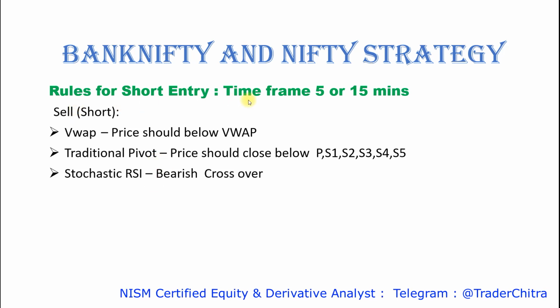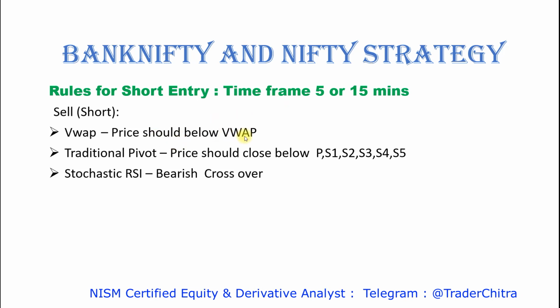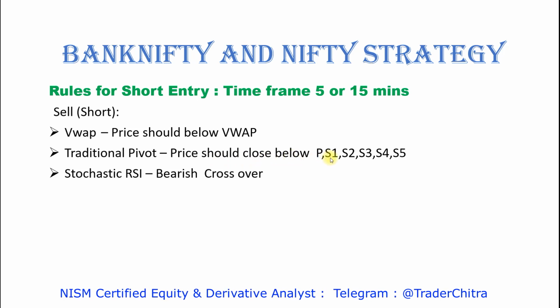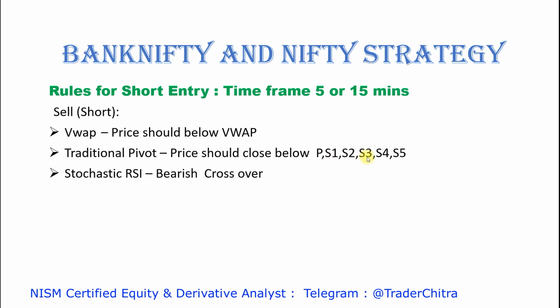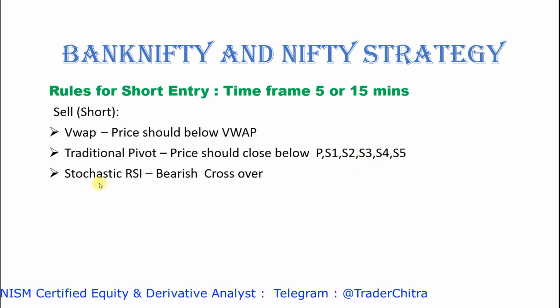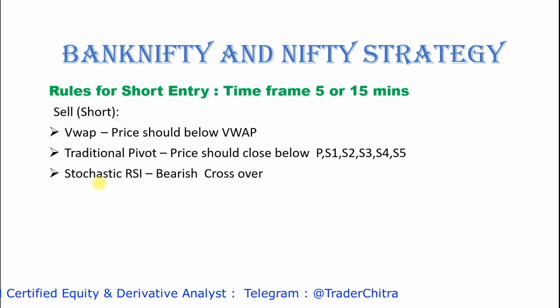Okay, the rules: the time frame is 5 minutes or 15 minutes. Price should close below VWAP. In the traditional pivot, price should close below pivot point S1, S2, S3, S4 and S5. What are these S1, S2, S3? These are all the support zones. And we need to get the double confirmation from the stochastic RSI, that is a bearish crossover. So if all the conditions are met, one can enter into the short trade.